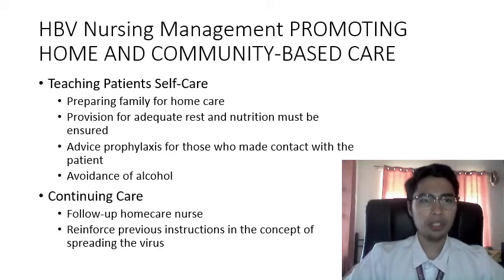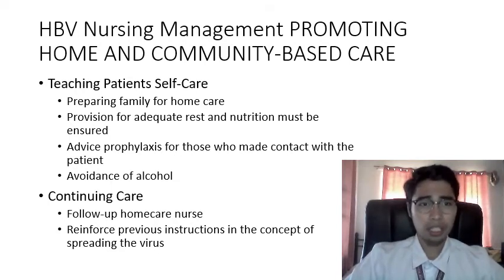So now, the nursing management does not only happen in the hospital, it can happen also in the home and community-based care. Now, teaching patient self-care. We need to teach the patient because of the prolonged period of convalescence, right? The patient and the family must be prepared for the home care.